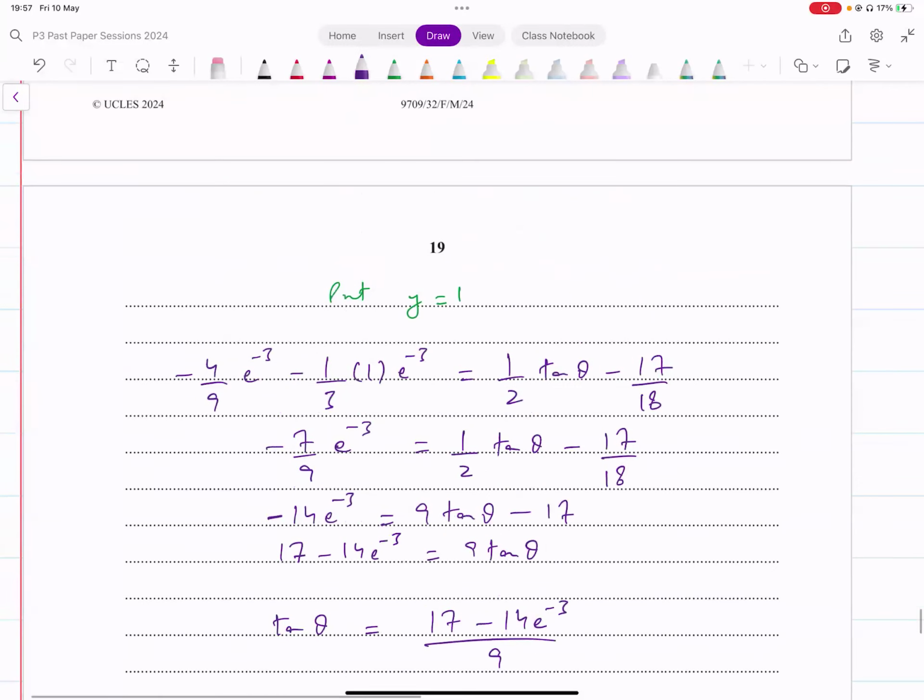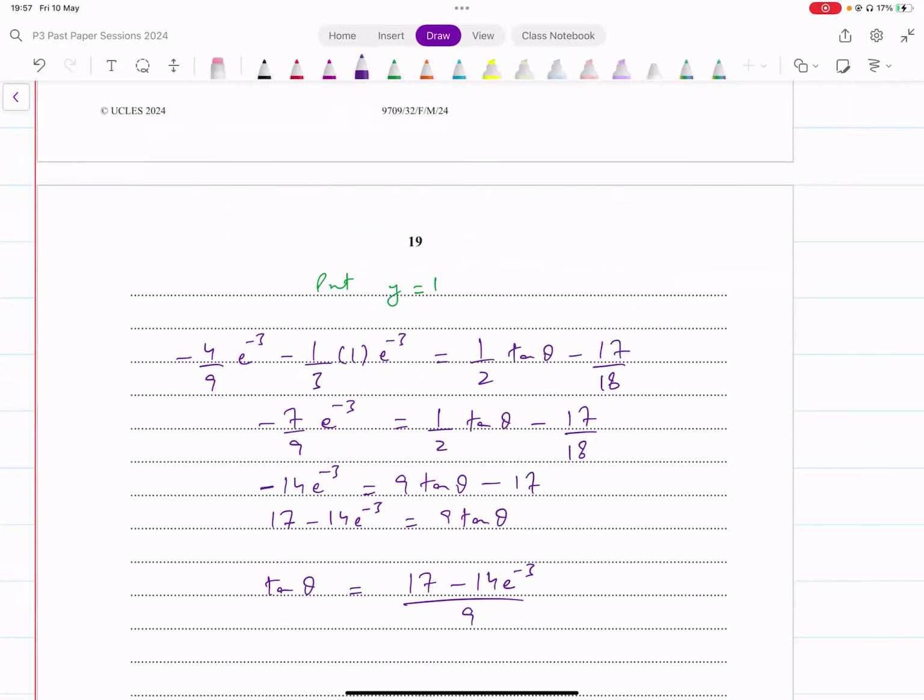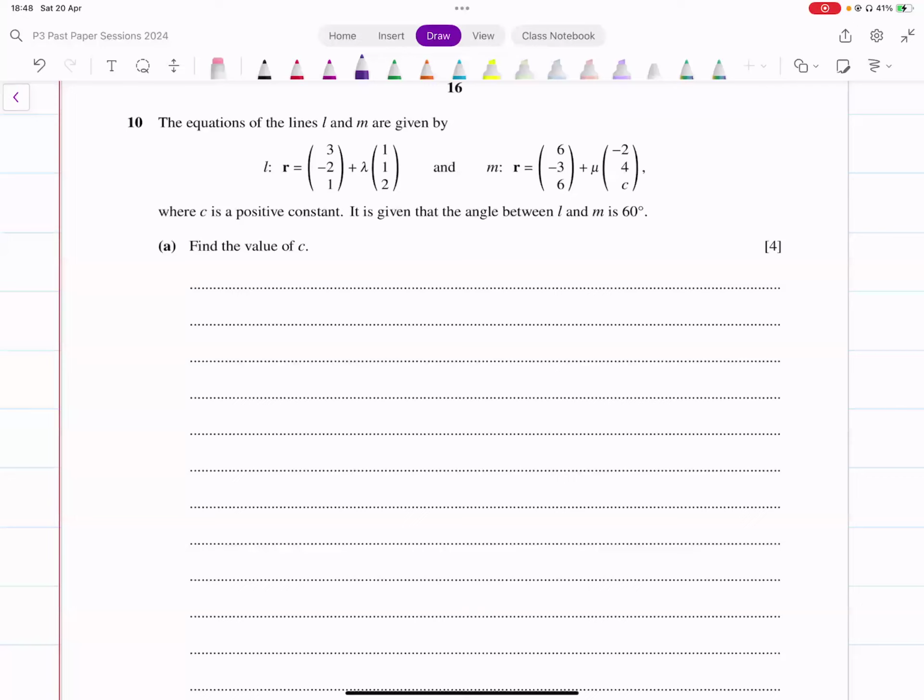That is what we were looking for. This is the exact value of tan theta. See that? Question number 11.